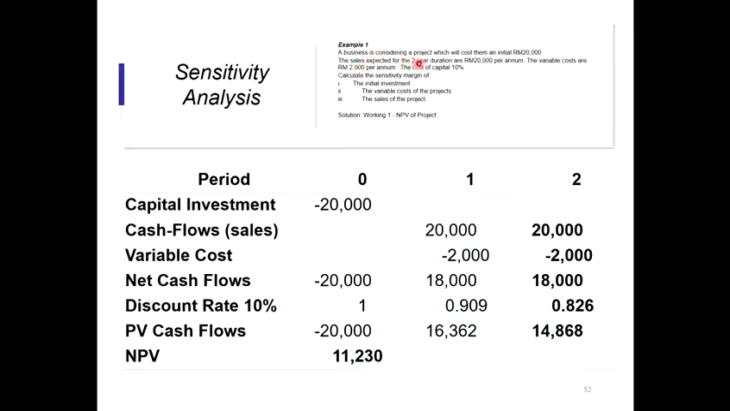Okay, so example 1. A business is considering a project which will cost them an initial 20,000. So inilah initial cost lah. The sales expected for the 2-year duration are 20,000 per annum. This is the cash inflow lah. The variable costs are 2,000 per annum. This is our cost. The cost of capital is 10%. Calculate the sensitivity margin of first, the initial investment, second, the variable cost of the project, and third is the sales of the project.